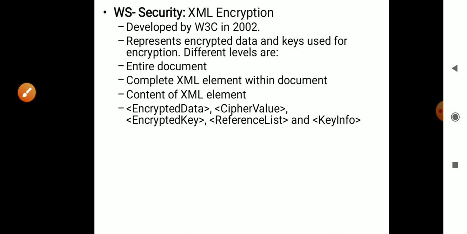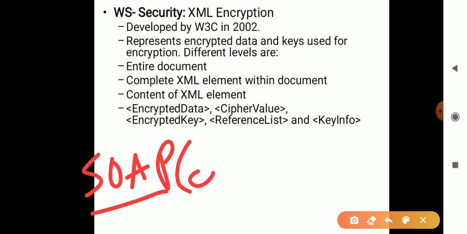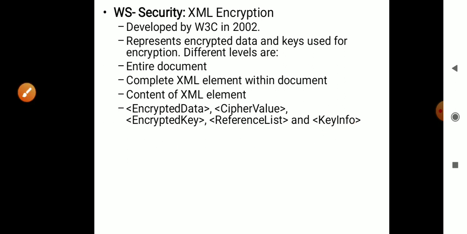The next one we can see is XML encryption. This was developed by W3C in 2002. It represents the encrypted data and the keys used for encryption. Whenever you send data, that is XML elements, especially using SOAP to send objects and so on, we have to make sure the data is encrypted. And whenever the encryption is done, we also make sure how the keys are being exchanged.